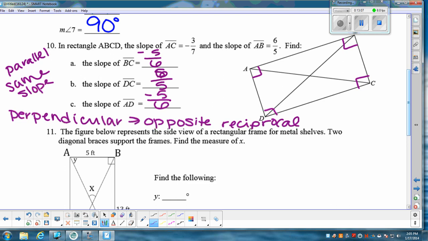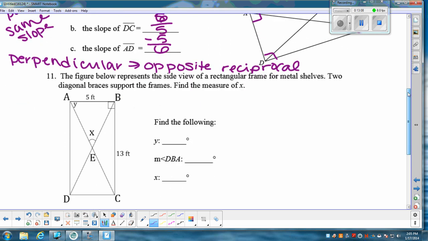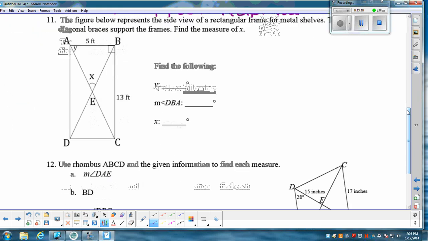We look at number 11. Number 11, we have a rectangle, which means we know we have right angles. The first part for number 11 says we have to solve for y. I'm going to outline my angle y. Well, if I continue this triangle, I have a right triangle, which I'm going to redraw.